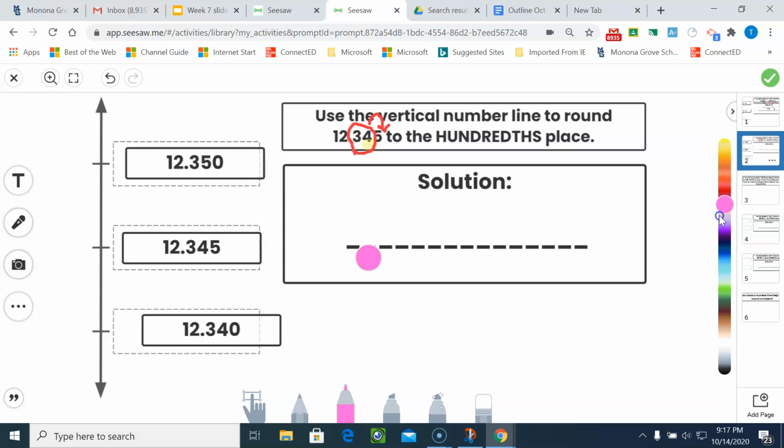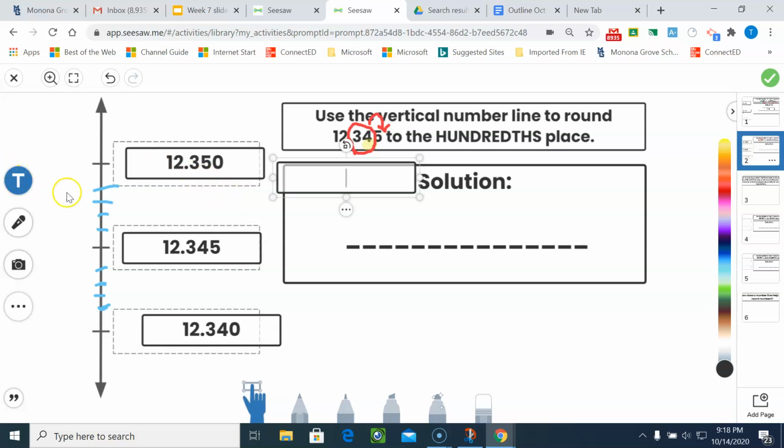All right, so now let's come down here. I'm going to switch my color to something fancy. So I've got 12 and 340 thousandths. So I've got the 340. Here would be 341. Here would be 342. Here's 343. Here's 344. And now my 345 is there. I've got 346 thousandths, 347, 348, 349. There's my 350.